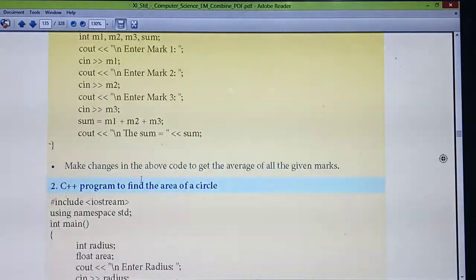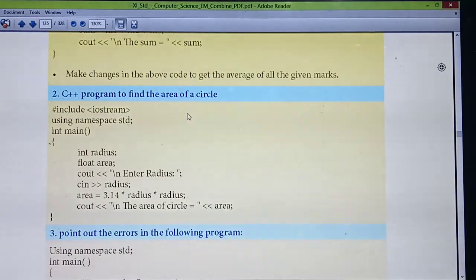Understand? Yes. This is the next program, to find the area of a circle. What's the formula for the area of a circle? Pi r square. Understand? So what's the first step? You should write the header file. Then using namespace std, then the main function, then the opening brace and closing brace. This is common for all programs. So listen carefully. What's the formula? Pi r square. So r means which one? Radius. So radius is one variable you should mention there. Then area. So how many variables do you need to mention? 2 variables. What are they? Radius as well as area.